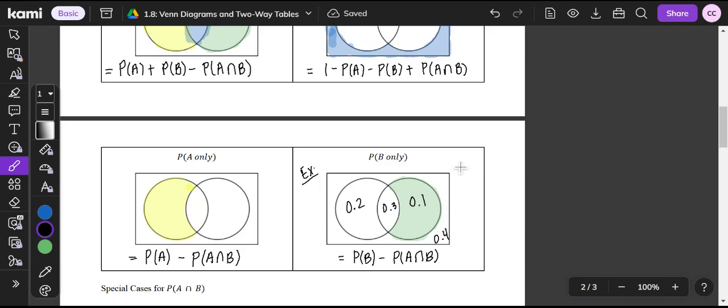So that's kind of how this works. And I have to then just double check and make sure that all these numbers added up equal 100%. So 0.2 plus 0.3 plus 0.1 plus 0.4, that equals 1. So I'm good.